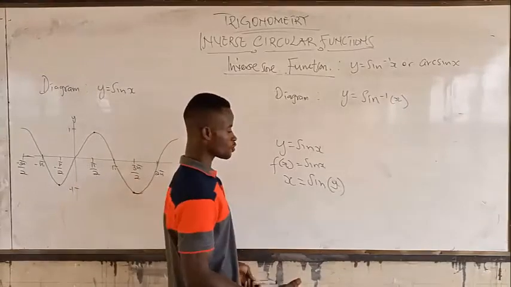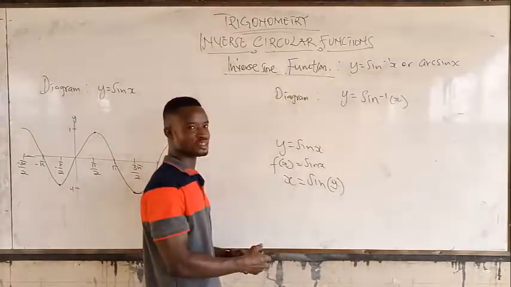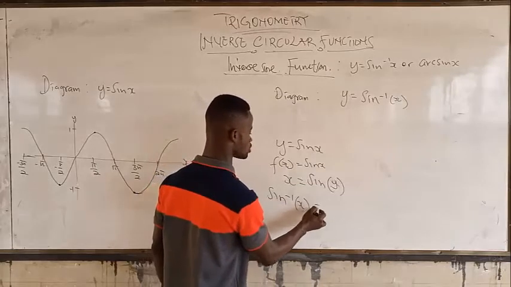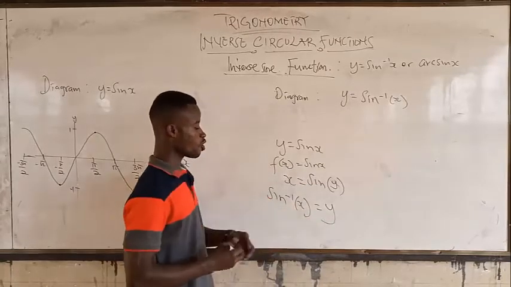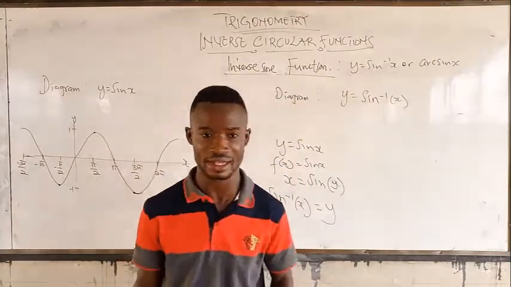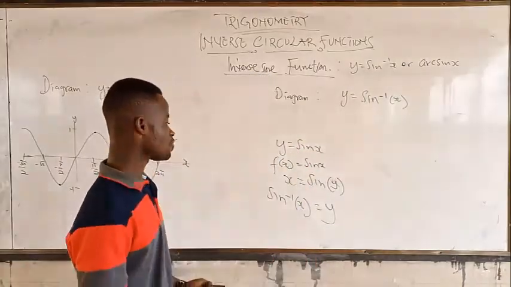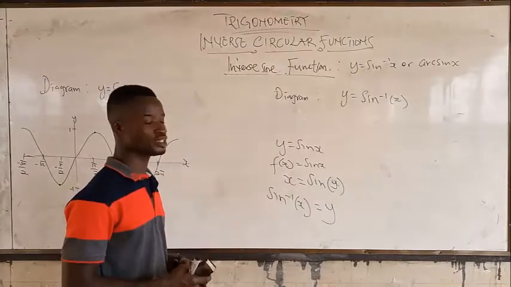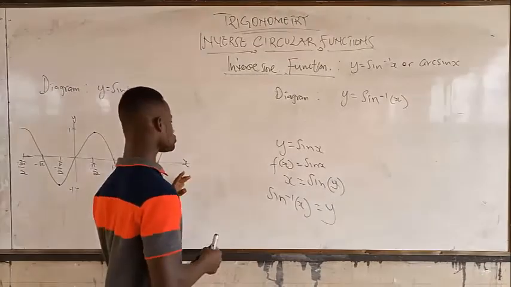So how will you solve for y here? That is taking sine inverse on both sides. So you get sine inverse of x to be equal to y. Therefore, y is equal to sine inverse x, or arc sine x. Very good. But this is the algebraic way. Let's look at it in the geometric way.